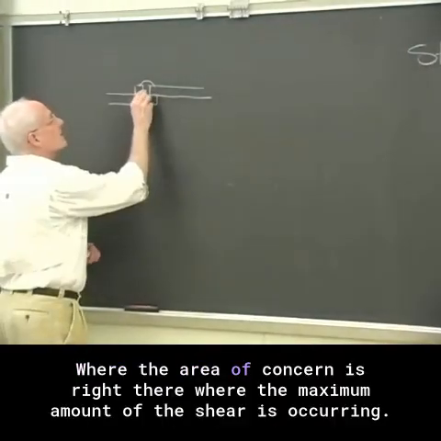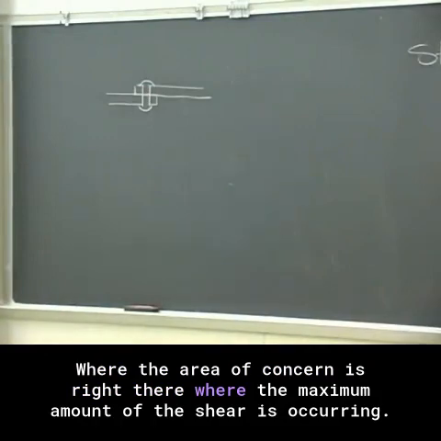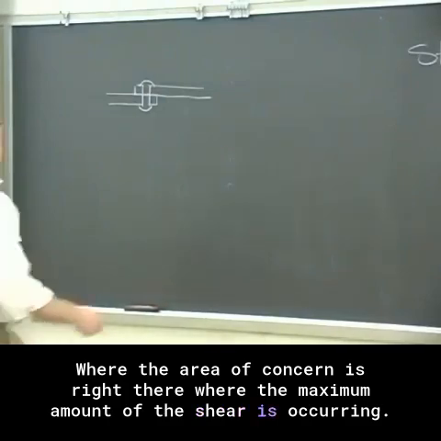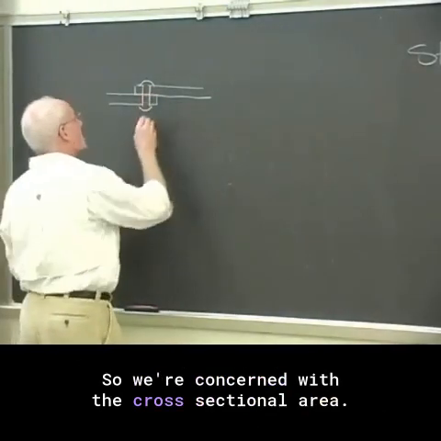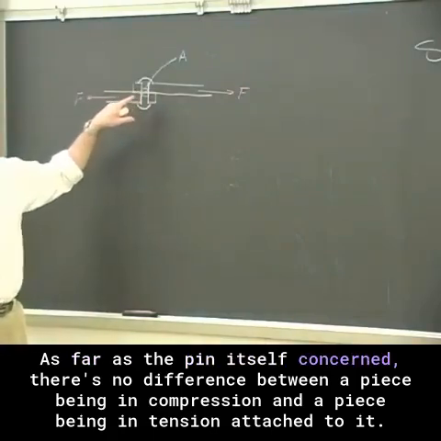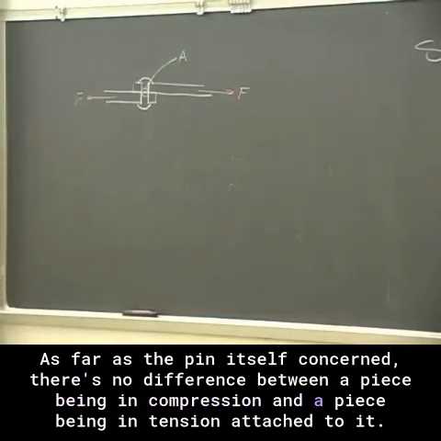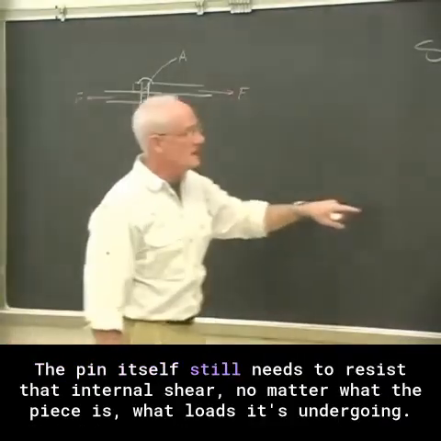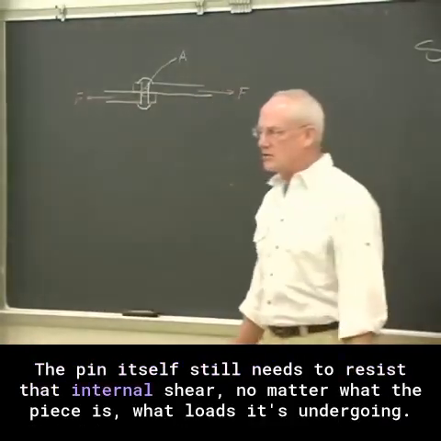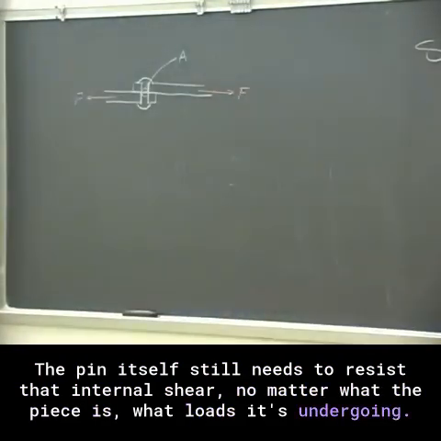The area of concern is right there where the maximum amount of the shear is occurring. So we're concerned with the cross-sectional area. As far as the pin itself is concerned, there's no difference between a piece being in compression and a piece being in tension attached to it. The pin itself still needs to resist that internal shear no matter what loads the piece is undergoing.